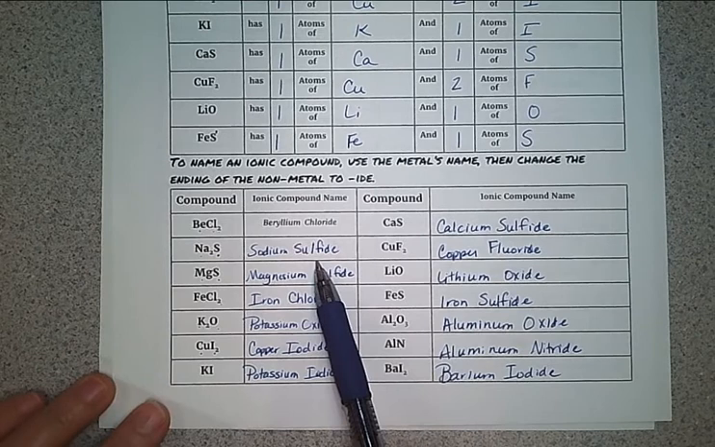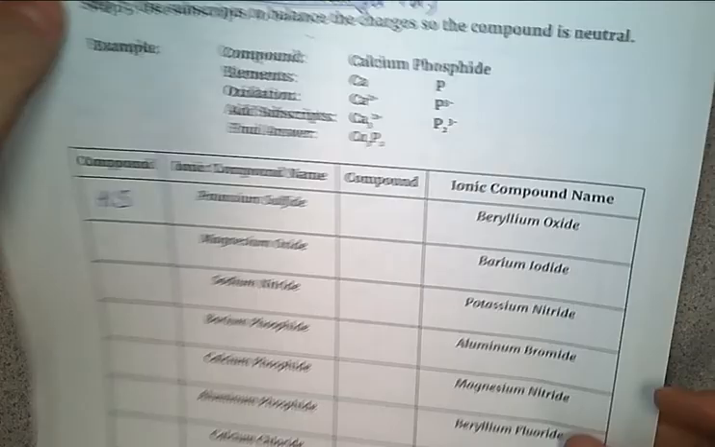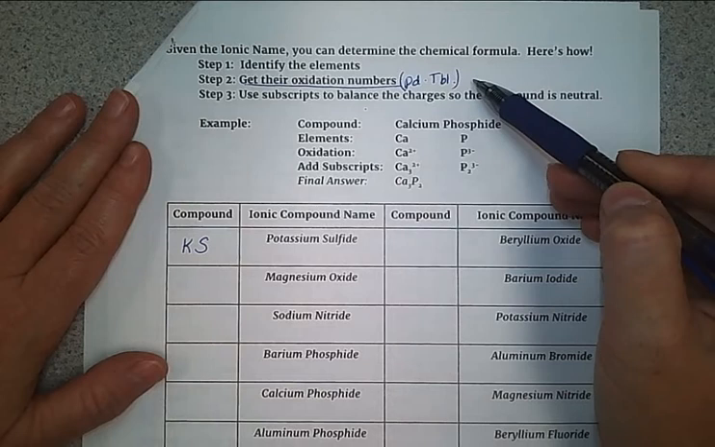On the back side, or on the second side, we have steps. Step 1 is I'm going to identify the elements. Step 2 is I'm going to get their oxidation numbers. Step 3 is I'm going to use subscripts to balance charges so the compound is neutral. The compound has to be neutral.